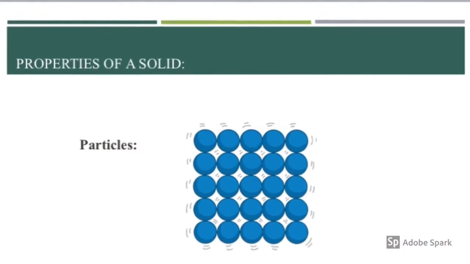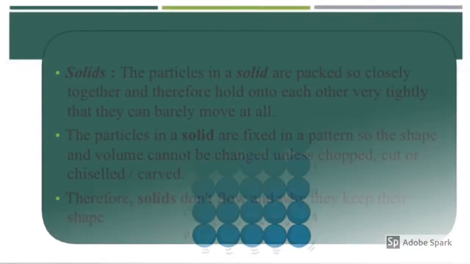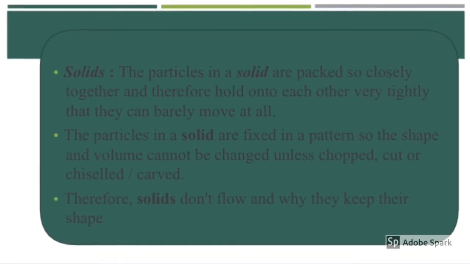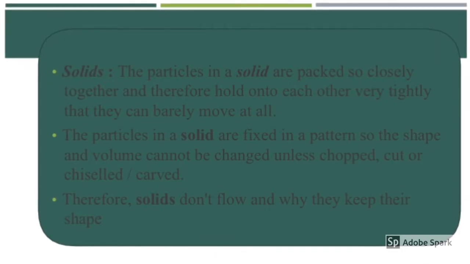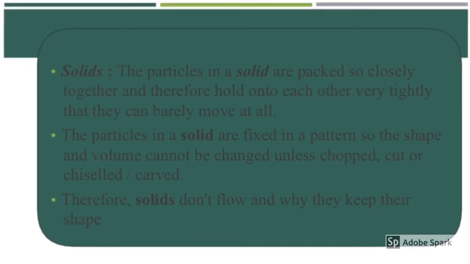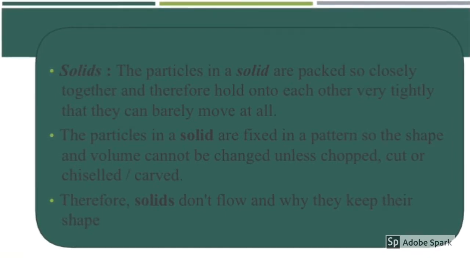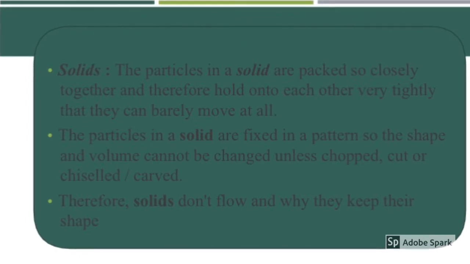Here you can see a picture of the particles in a solid. They are very close together. The particles in a solid are packed so closely together and therefore hold onto each other very tightly that they can barely move at all. The particles in a solid are fixed in a pattern so the shape and volume cannot be changed unless chopped, cut, chiselled or carved. Therefore solids don't flow and that's why they keep their shape.